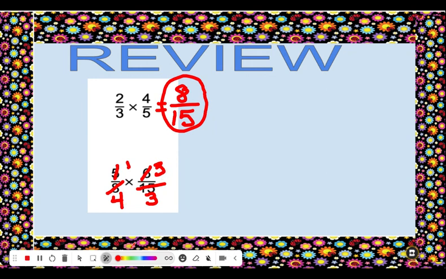And now look, I have my 3's, a numerator and a denominator. 3 divided by 3 is 1. 3 divided by 3 is 1. So now I'm already simplified. 1 times 1 is 1. 4 times 1 is 4. So 1/4.